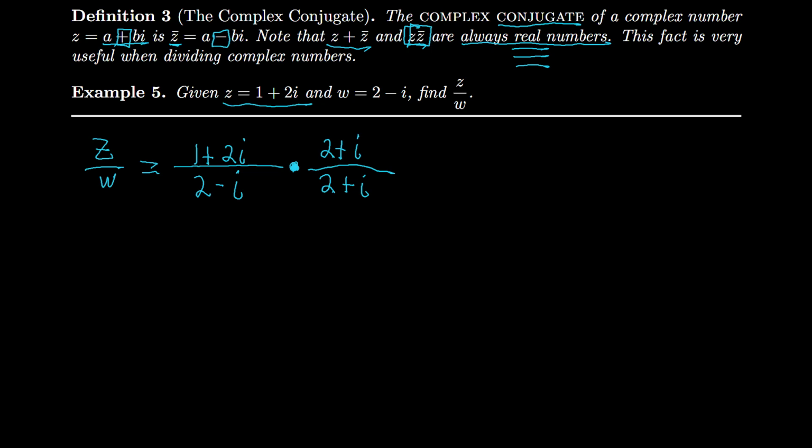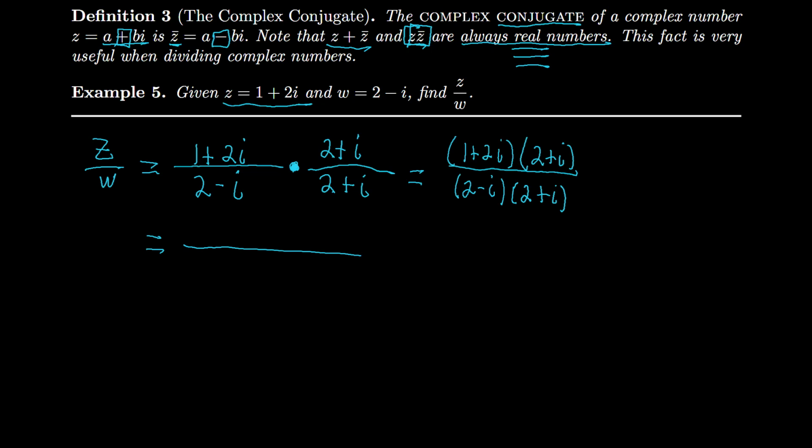So let's go through and do it. So this is simply, on top, 1 plus 2i times 2 plus i. And on the bottom, this is 2 minus i times 2 plus i. So you'll notice that this is turned into 2 different multiplication problems. Easy enough. Let's come on down here and write out what this is. So we're just going to FOIL the top and FOIL the bottom.